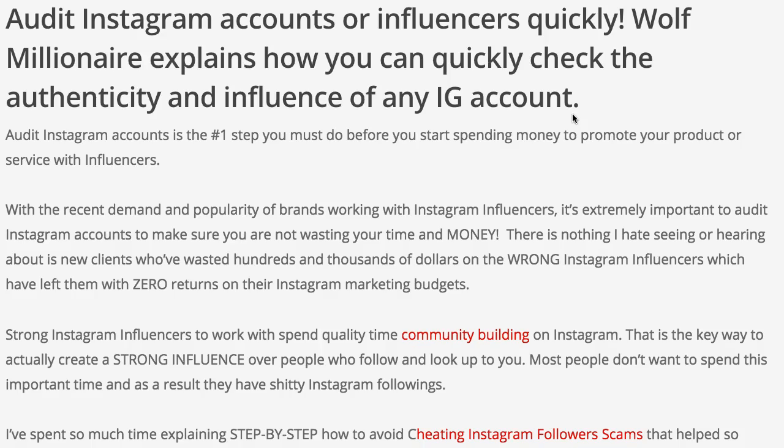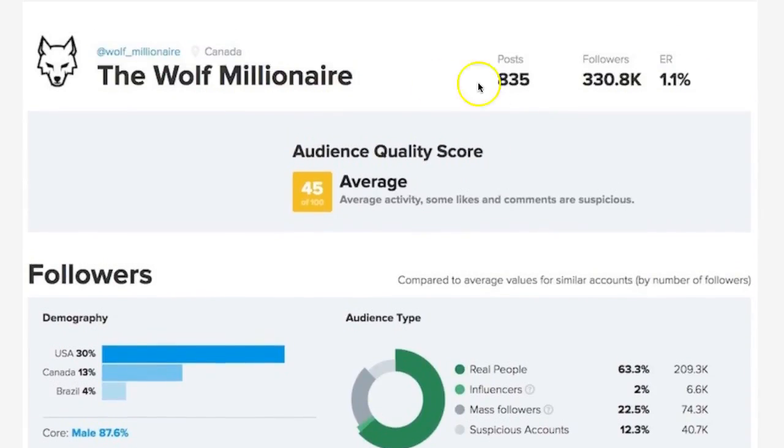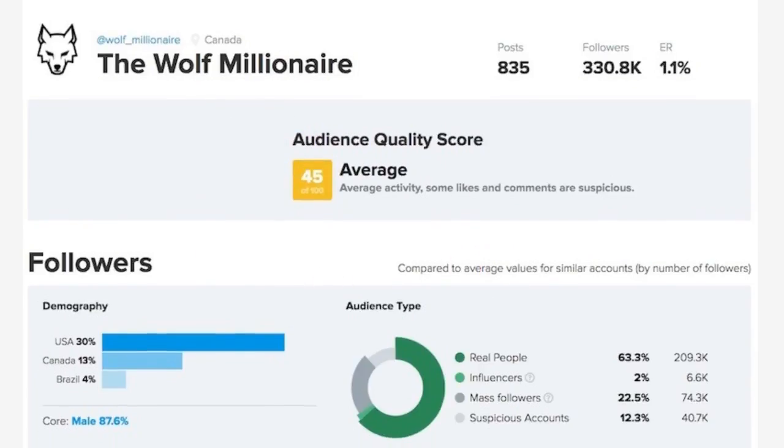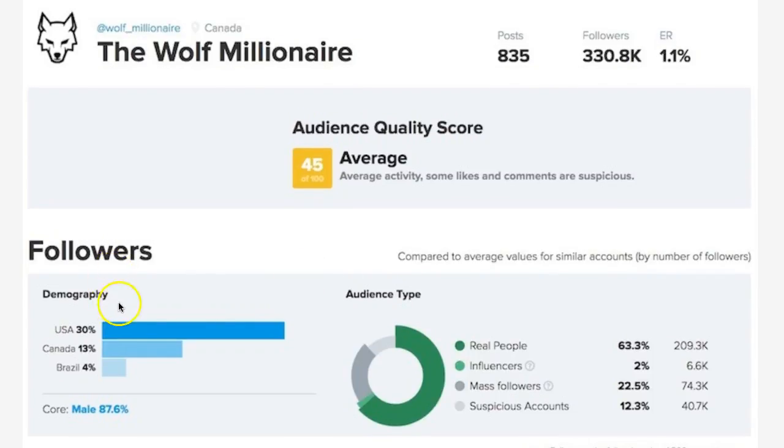And so let's see, I did mine very, very first right here. So here's my Wolf Millionaire account. Okay. And as you can see, I got an average score. So average of 45 out of 100. That's my audience quality score according to this one program that I've looked into. And then I paid for these reports. And so it breaks down all the information.